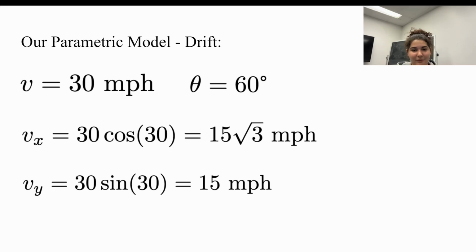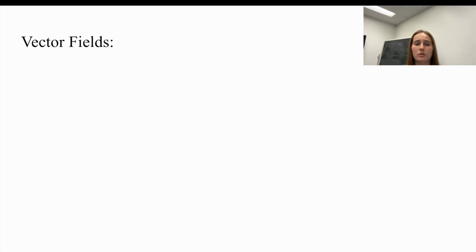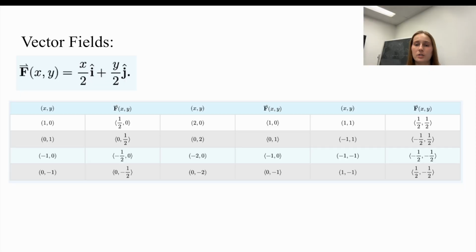Finally, we must account for the drift of our hurricane. Let's say that it is moving 30 miles per hour at an angle theta equals 30 degrees. We can define the following linear velocities in the x and y direction, and we'll get our final equations of motion. This is one simplified way in which we can model the motion of a hurricane center using only tools from Calc 3. We can also model hurricane wind velocities in relation to the hurricane center using vector fields.